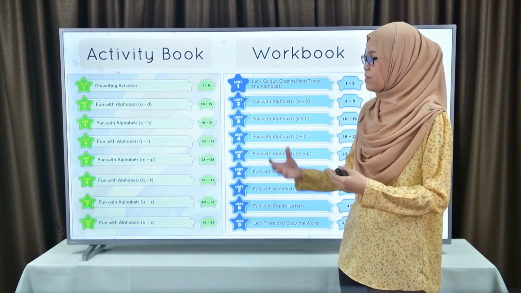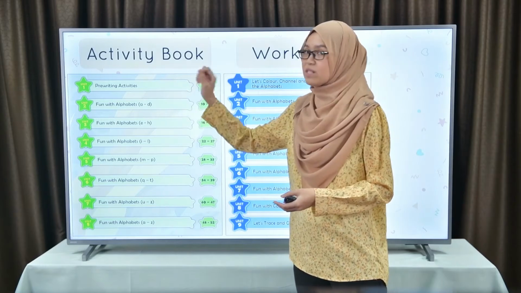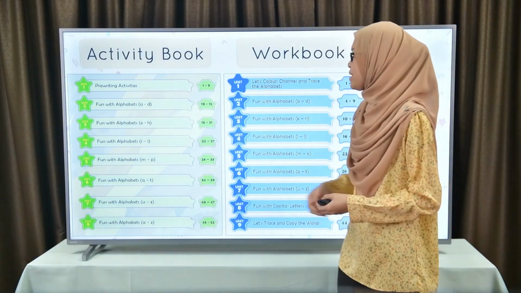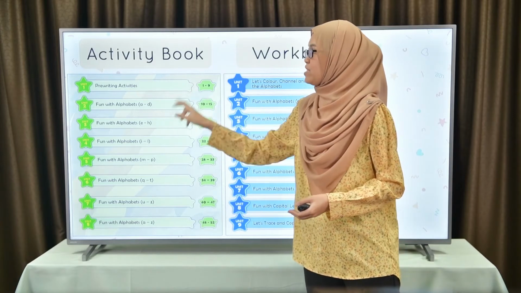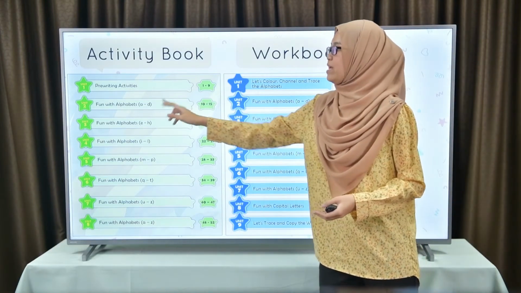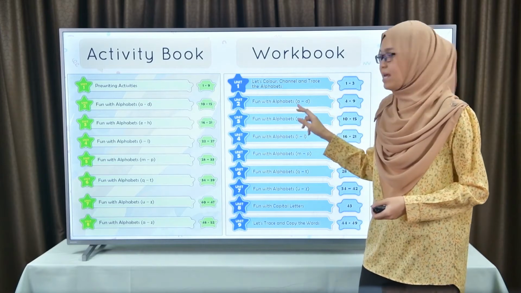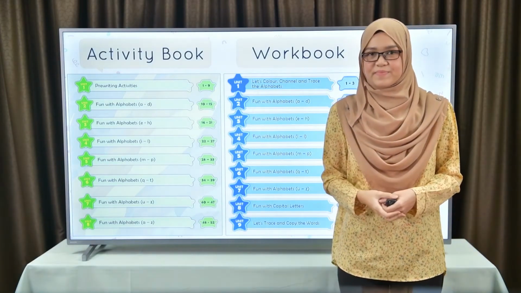There are specific alphabets that we focus on. For example, the first one, we're starting with pre-writing activities. And then we start off with alphabets A to D. This is from the activity book. This is from the workbook. So for the activity book, A to D. For the workbook as well, we focus on A to D. And then up until the last alphabet, which is Z.